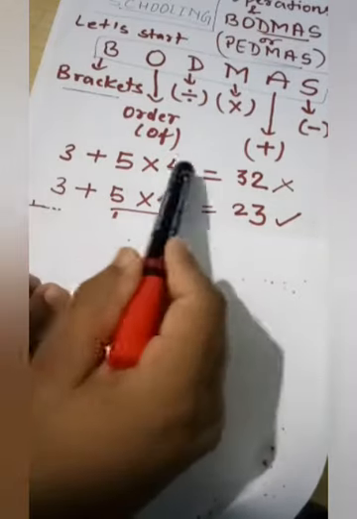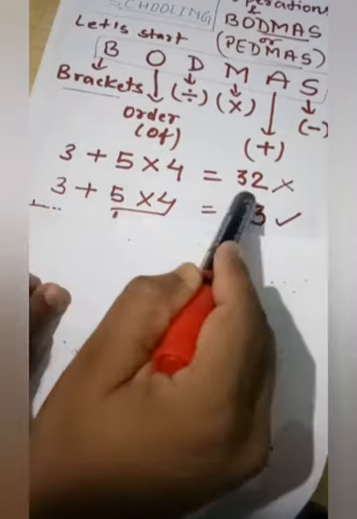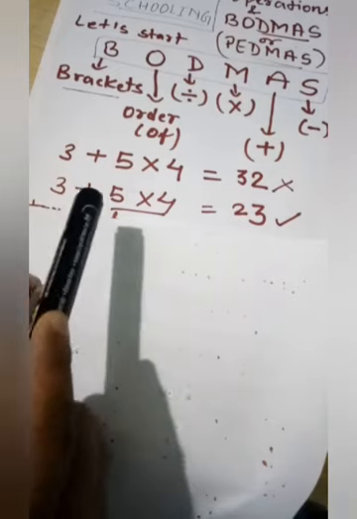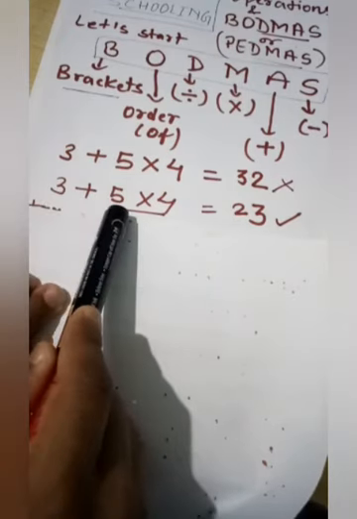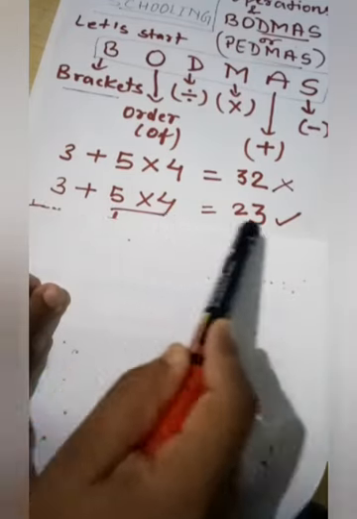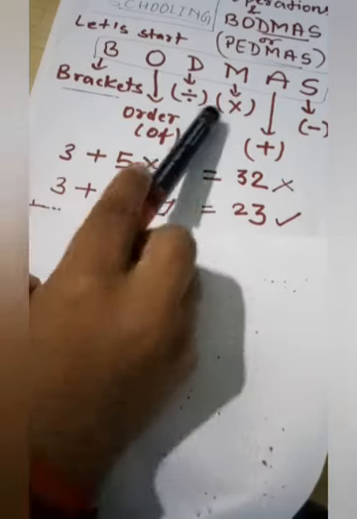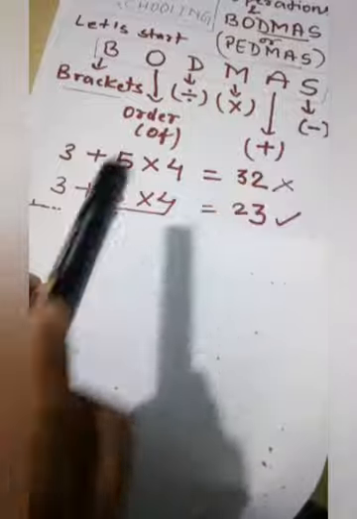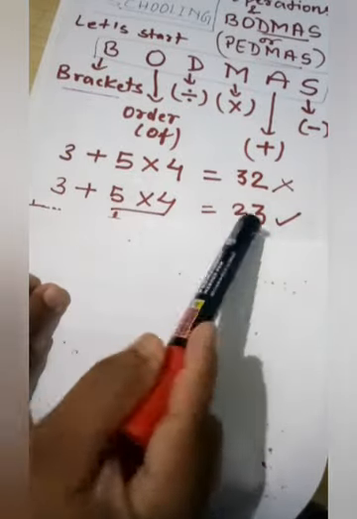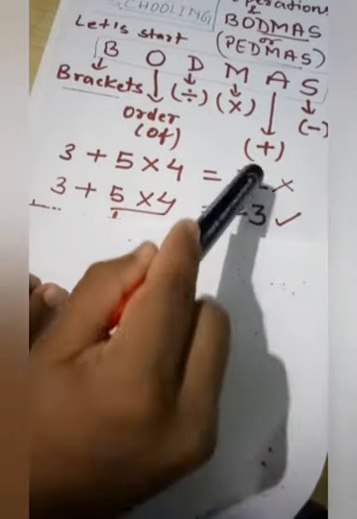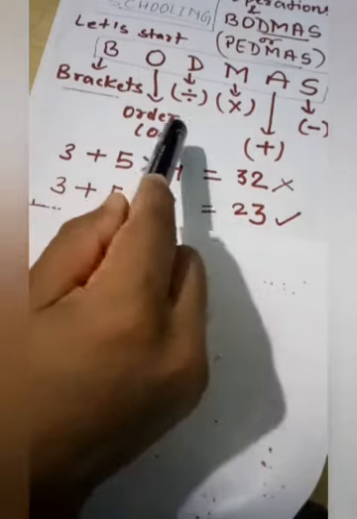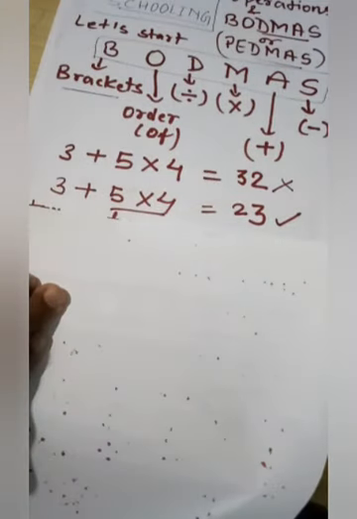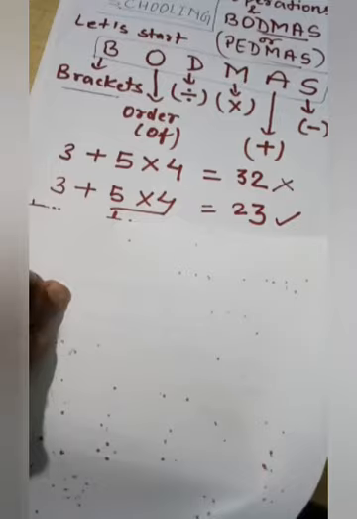Now if we follow BODMAS, we get 3 plus 5 times 4. So 5 times 4 you need to solve first, because multiplication comes before addition and subtraction. So 5 fours are 20, plus 3, 23. So this is the correct answer and the other is a wrong answer. So we need to follow the pattern to get the right answer. Okay, let's move to the next part.